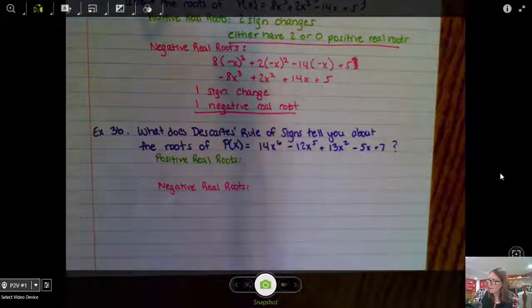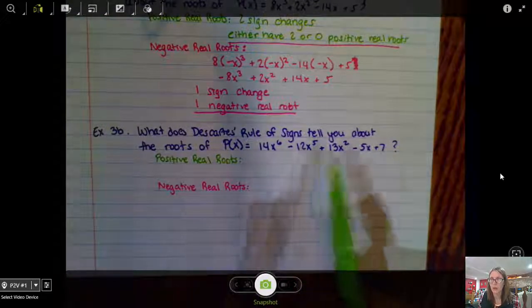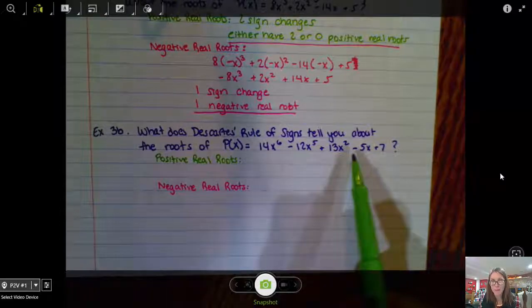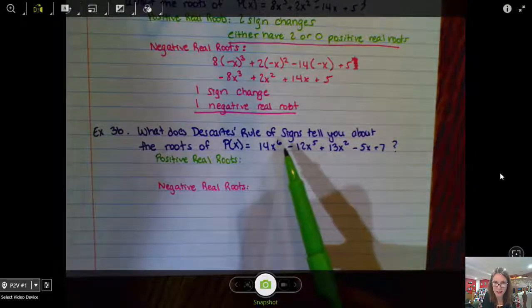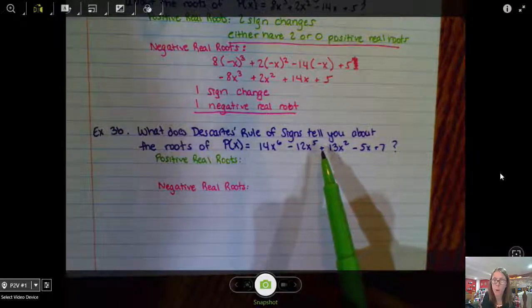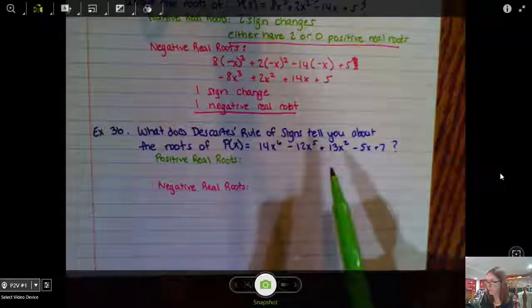To figure out our number of positive real roots, we simply count our sign changes between our coefficients. And the nice thing, it doesn't matter if we are missing terms. If you look here, I have an x to the 6th power, x to the 5th power. I don't have an x to the 4th or x to the 3rd. It doesn't matter. It just matters the coefficients that we see.